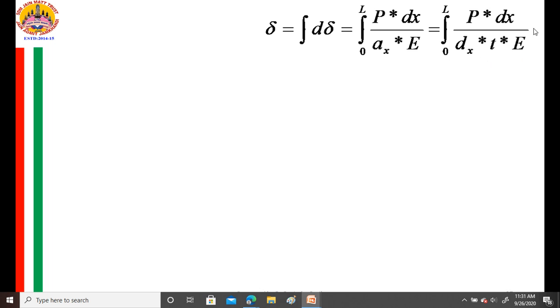Before going for the integration, just see here which are the constants and the variables. Here P is constant, t is constant, E is constant. Only d subscript x is changing. Therefore, integrate it from one end to the other end, 0 to L. What is the integration of 1 divided by d subscript x into dx?